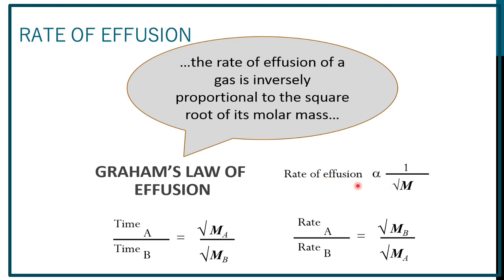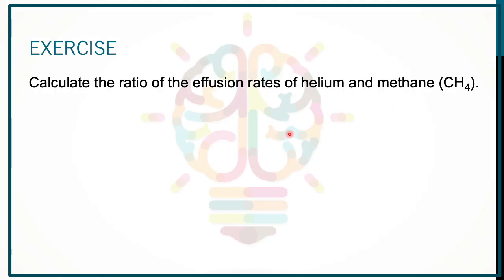Rate of effusion is inversely proportional to 1 over the square root of M. So time A divided by time B equals the square root of MA divided by the square root of MB. Or rate A divided by rate B equals the square root of MB divided by the square root of MA. Okay, please, you can try this exercise.